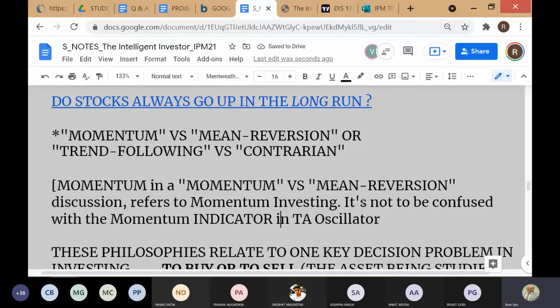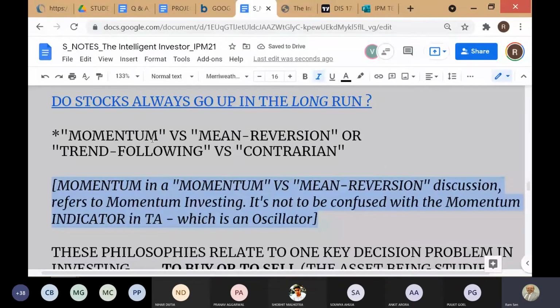In PA, which is an oscillator. Okay, so this is just for your guidance. Because I use the word momentum and I showed you another momentum also, you may get confused. So this momentum, when we are talking about momentum versus mean reversion, these are two different philosophies. Okay, investing philosophies. These are approaches to investing.